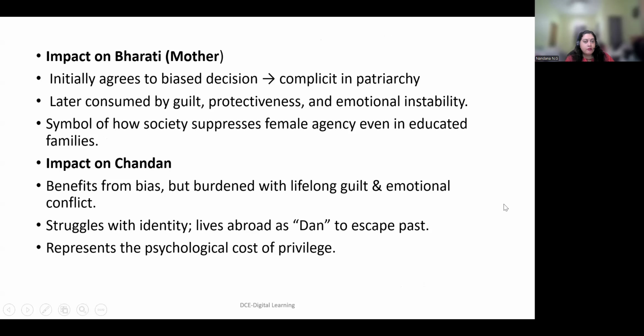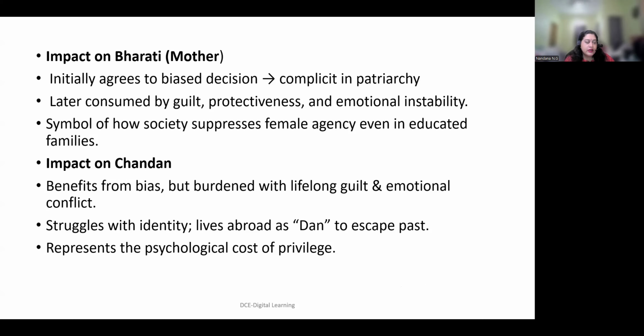The impact on the mother can be seen in that initially she agrees to the biased decision, and becomes complicit in patriarchy, but later, consumed by guilt, protectiveness, and emotional instability, she ultimately suffers a breakdown and is admitted to the mental asylum. She is a symbol of how society suppresses female agency even in educated families.